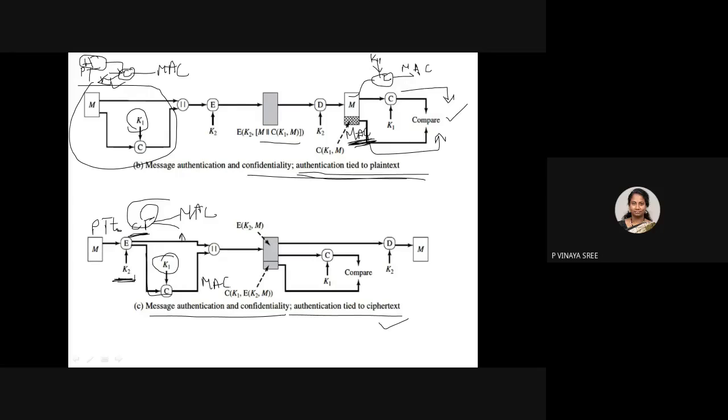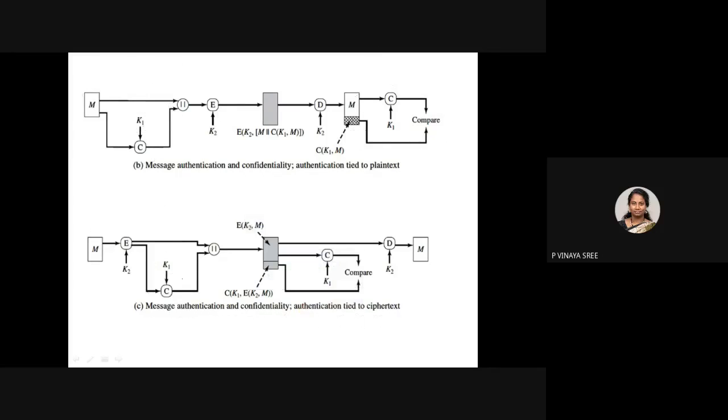Okay. So here you will be getting the MAC, and from this you will be getting the ciphertext. So the sender will send what? The ciphertext and the MAC. Okay, both are appended and sent.